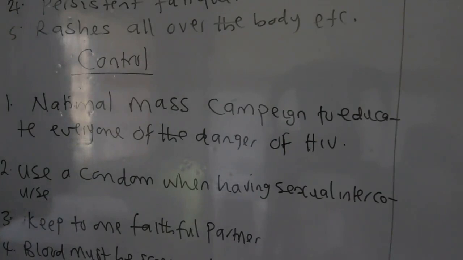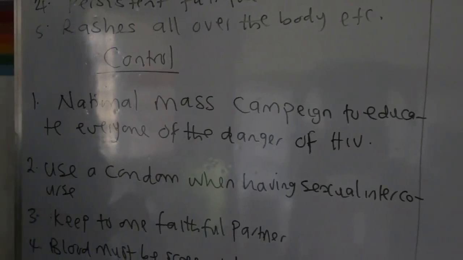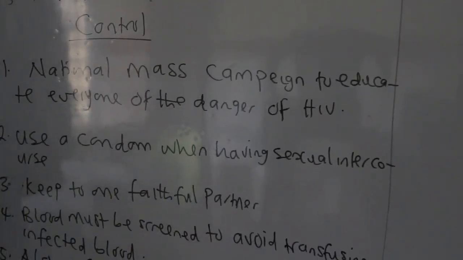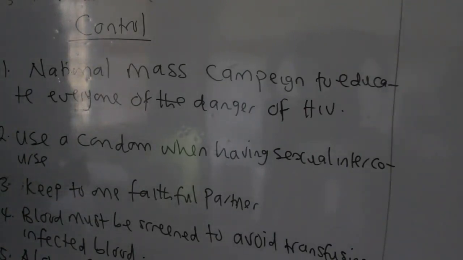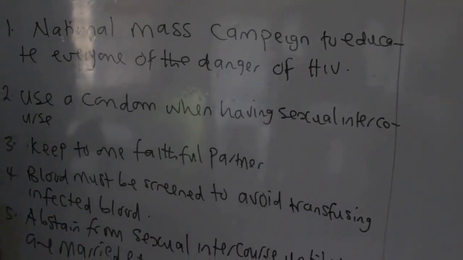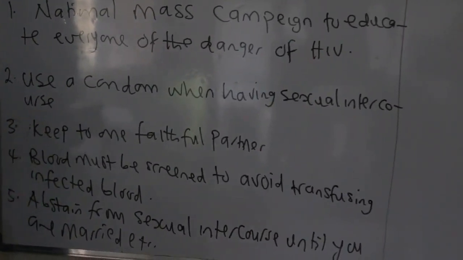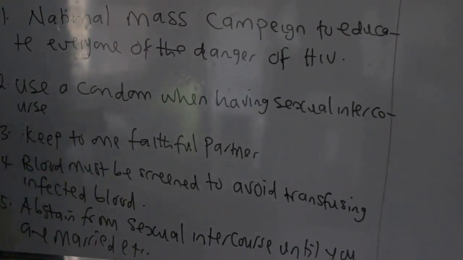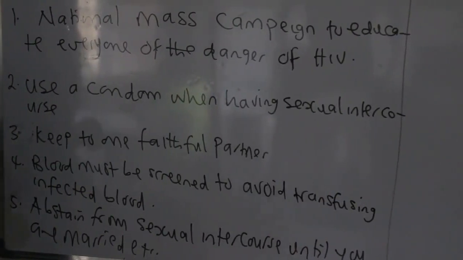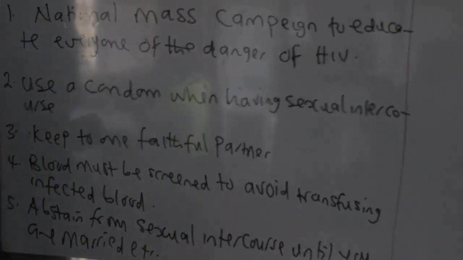Then the next one is keep to one faithful partner. People that are married should stick to their partners. No having multiple partners. No sleeping outside. So be faithful to your partner. Then number 4, blood must be screened to avoid transfusing infected blood. If someone is sick and needs blood to be transfused to him, any blood that is donated must undergo screening to make sure that the blood being transfused is free of the virus HIV. Otherwise, the uninfected person might get the virus.